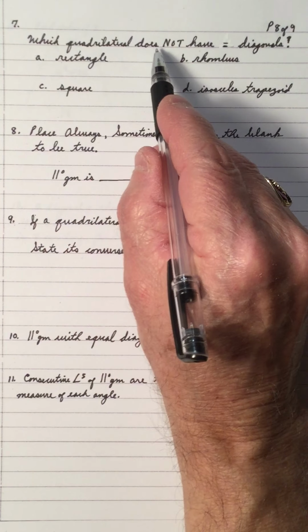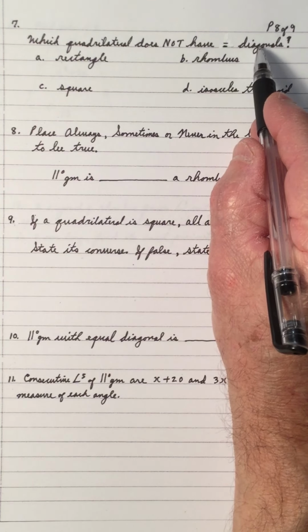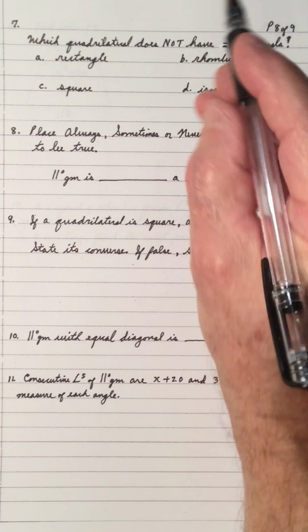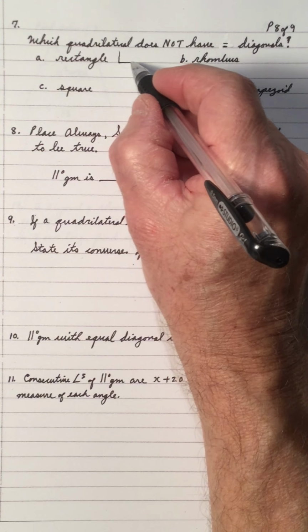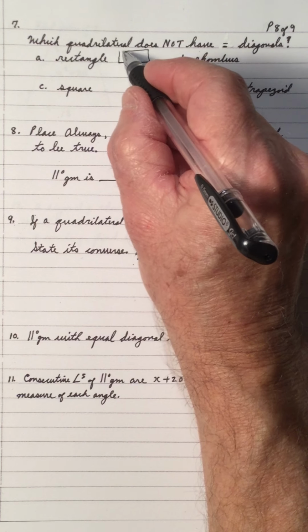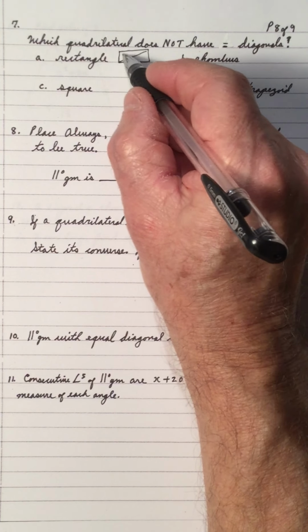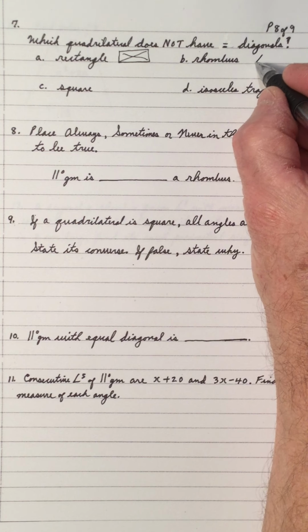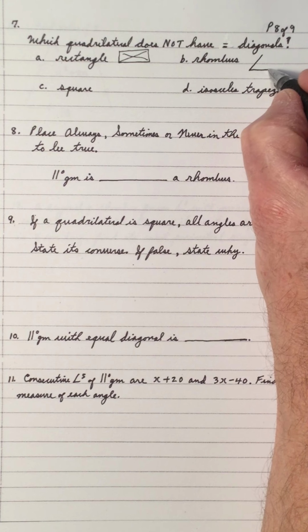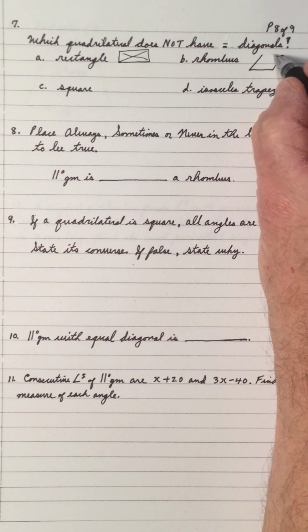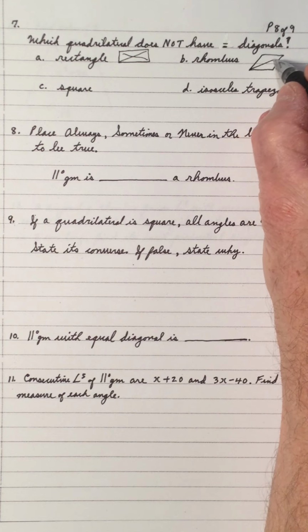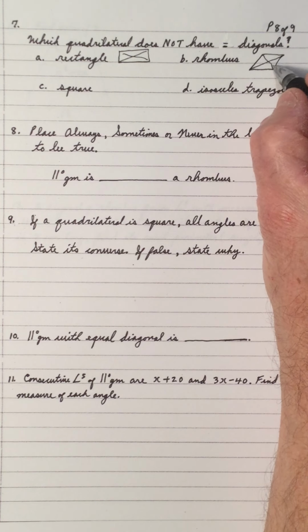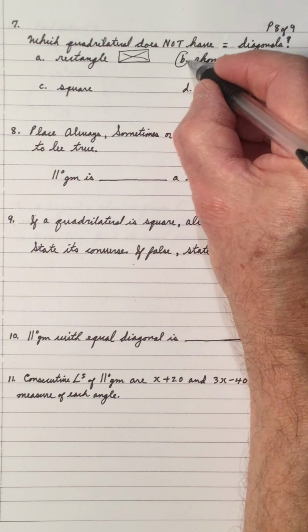Which quadrilaterals does not have equal diagonals? Well, a rectangle, if you draw a rectangle, notice, because of the right angles, the diagonals are equal. If we have a rhombus, it's normally squished with all sides equal, and you can see that this diagonal is longer than this one. So the answer is a rhombus.